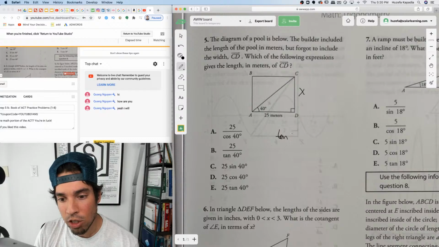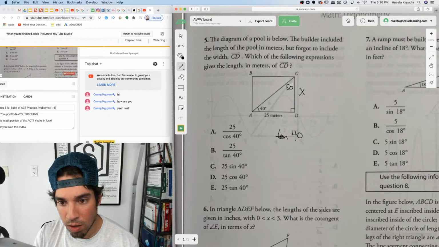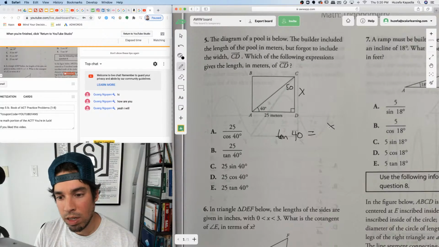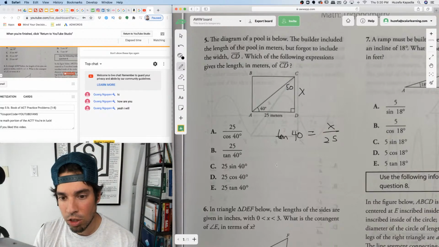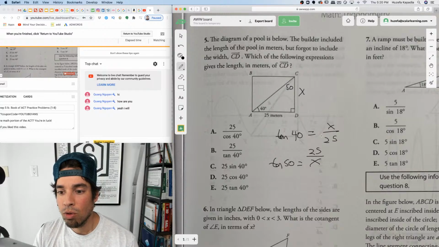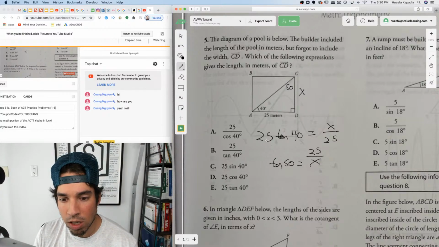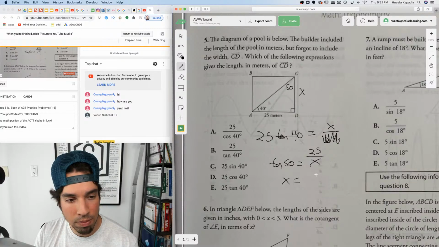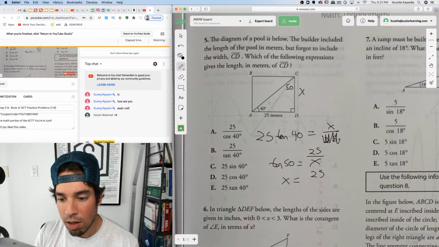So tangent of 40, and this angle up here is going to be 50, right? 50 plus 40 is 90, plus 90 is 180. So I can say tangent of 40 equals opposite over adjacent. That's one expression. The other one is tangent of 50 equals opposite over adjacent, which is 25 over x. What do I get from this one if I multiply both sides by 25? That's one option. Here, I'm going to multiply by x and divide by tangent 50. So 25 over tangent of 50.